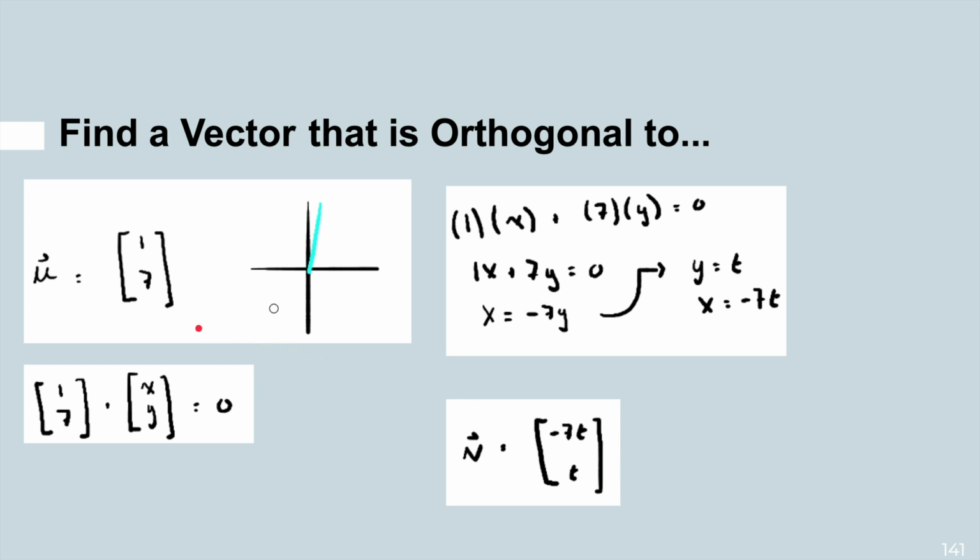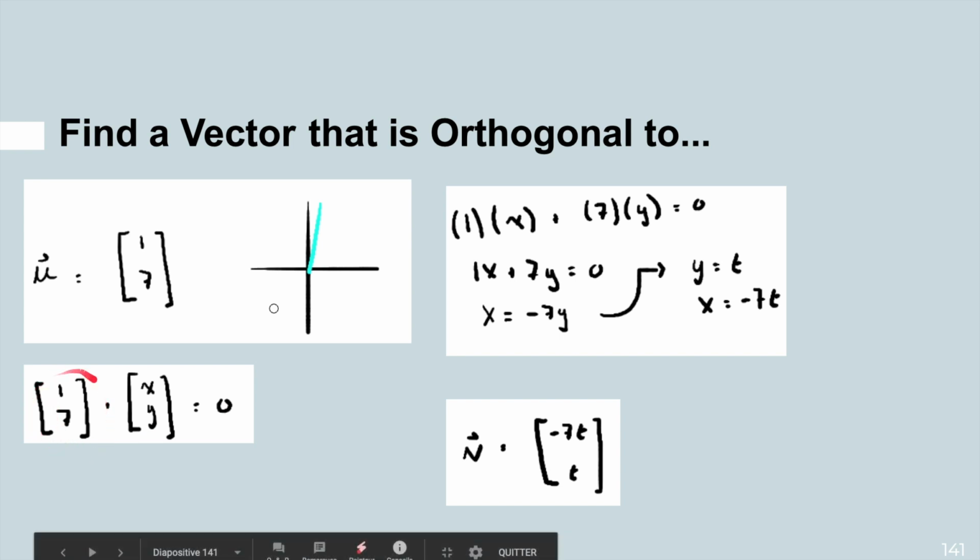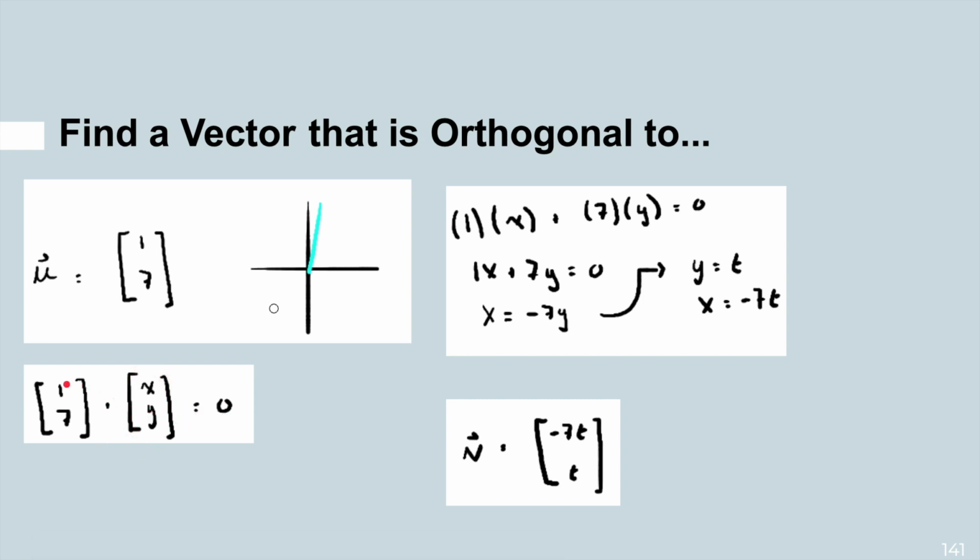Now let's say you're just given one vector. You're given vector u, which is (1, 7). You can draw it out like this. And you are asked to find a vector that is orthogonal to u, meaning you want to find a vector that is perpendicular. You could draw it out, kind of guess, but again, we're going to use math. So if something is orthogonal, it means that the first vector dotted with the second vector has to be 0. We can just rewrite that. So 1x plus 7y is equal to 0.